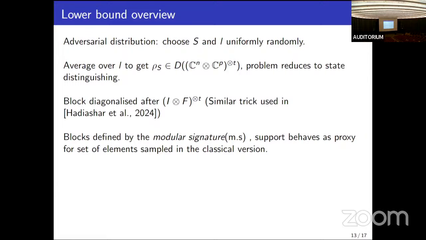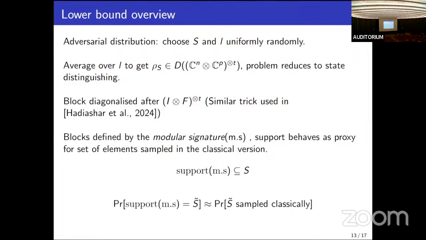So we found that this kind of counts as a proxy for a set of elements that have been collected in the classical coupon collector process. So what do I mean by that? For any non-zero block belonging to rho sub S, the support of that block is always a subset of S.